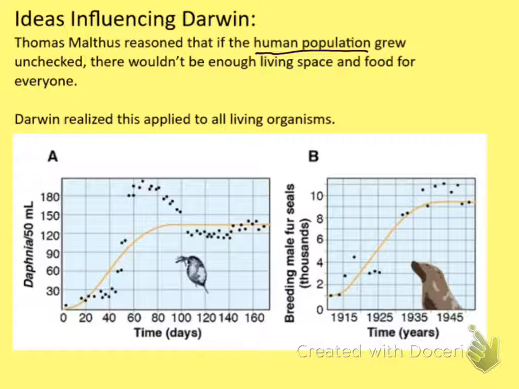What Darwin realized as he reflected on this is that it applied to living organisms as well. So here we see a Daphnia. It's a small kind of water living creature. Initially, there's not a lot of Daphnia, so it takes a while for the ones that exist to reproduce and create more offspring. But then as they create more offspring, we suddenly see a huge increase in the number of Daphnia. What we see here is there's actually a big peak, and up here, I have more Daphnia living than can be supported by the environment.